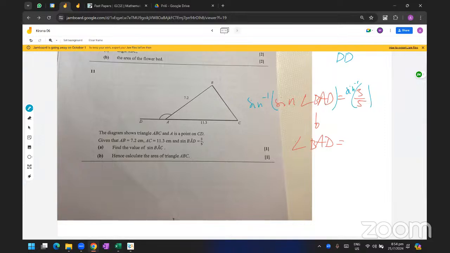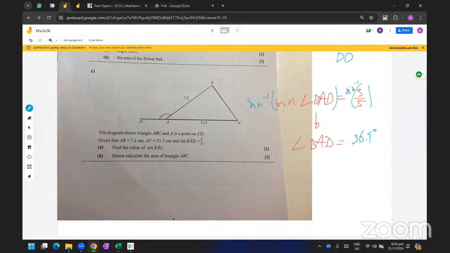Wait, but if it's like that, then it doesn't make sense. Correct, because it's an acute angle, correct? Yeah. Now, tell me the acute angle first. 36.9, I think. Okay, now let me explain a little bit.